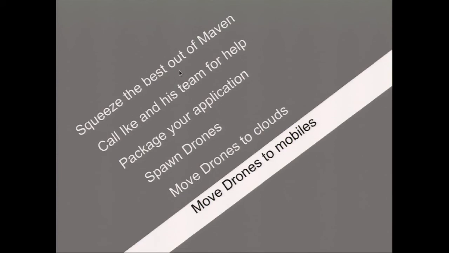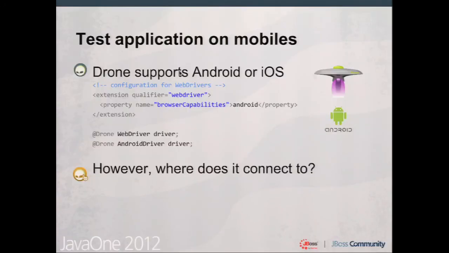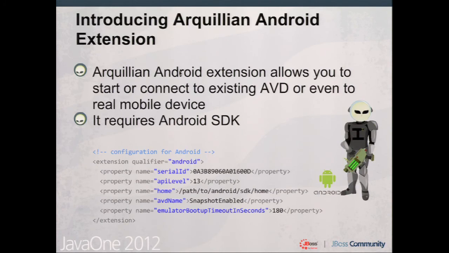The final step and most important, I guess, the one you have come for, is using Drone with mobiles. So basically Selenium and Drone support mobiles. The only thing you have to do, if you think about it, is to select an Android browser. However, the problem is how do you get an environment for using Android from? And that's actually something where Drone helps you.